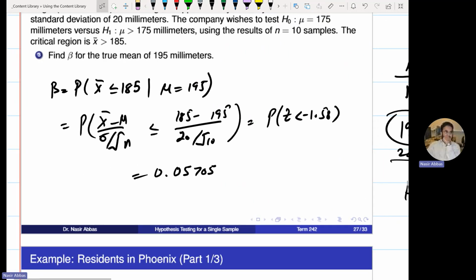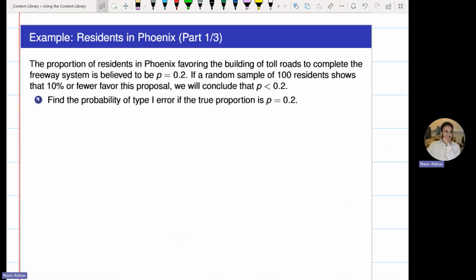Let's move on to another question from proportion. I will just write the expression and not solve completely. You can solve it using your knowledge from chapters 7 and 8. The proportion of residents in Phoenix favoring the building of tall roads to complete the freeway system is believed to be 0.2. If a random sample of 100 residents shows that 10% or fewer favor this proposal, we conclude that P is less than 0.2.